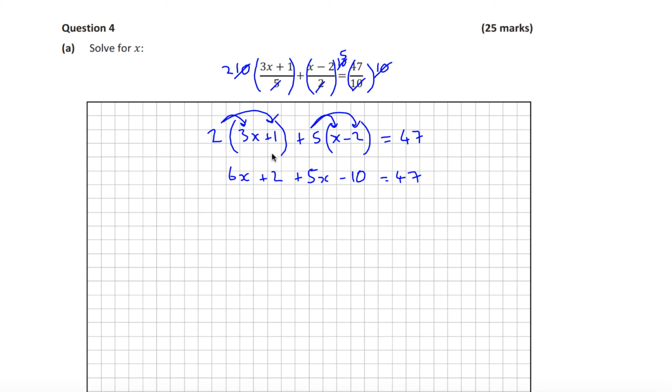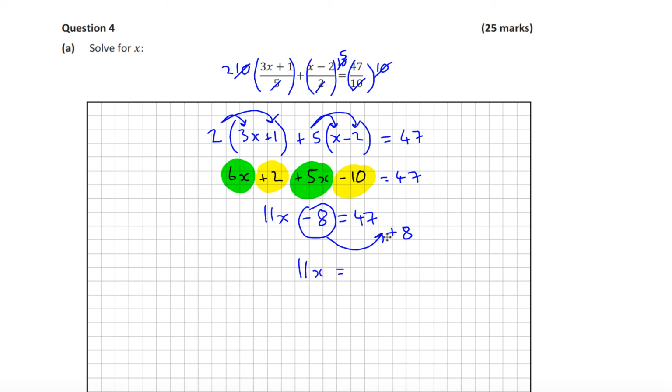So just tidy up now. I'm going to collect the like terms, the x terms together, and then the constant terms here together. So 6x and 5x gives me 11x. 2 minus 10 is minus 8. I still have my 47 on the right. I'm going to bring that minus 8 now over here. It's going to change to be a positive 8. That leaves me with 11x is equal to 47 plus 8, which is 55.